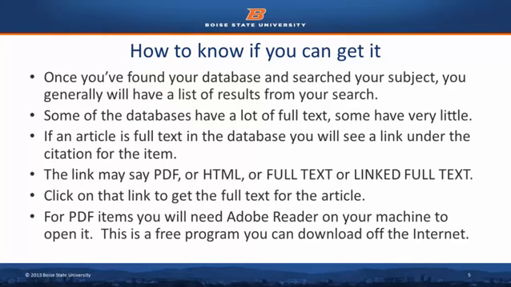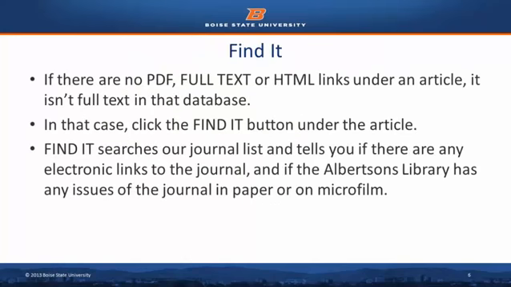Some of the databases have a lot of full text articles available, and some have very few. If an article is available full text in the database, you'll see a link that says PDF or HTML full text or linked full text, and if you click there, then you'll get to look at the whole article. For PDF items, you'll obviously need an Adobe Reader on your computer in order to access it. And if there is no PDF, full text, or HTML link under the article that you're after, then that means it doesn't have full text in that database.